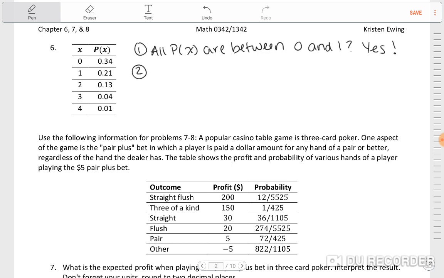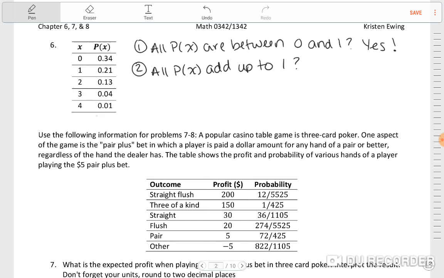And then for the second thing is that all P of X add up to 1. And let's see here. When I add them all up, I actually get 0.73. So that would be a no. So this is not a probability distribution, and it would just be like a yes, no, like circle yes or no, and then underneath explain.